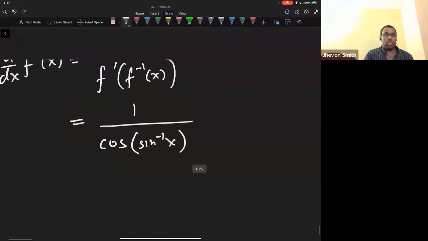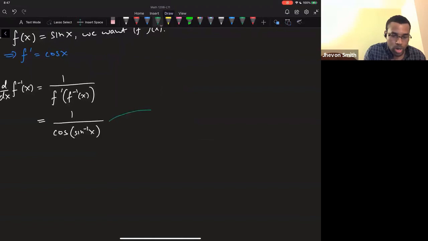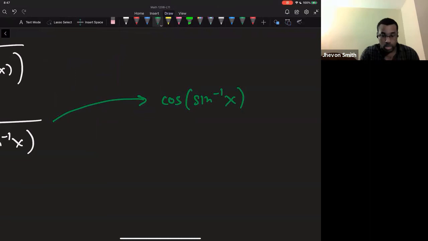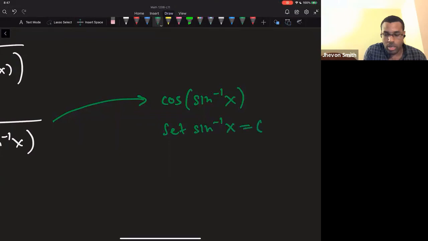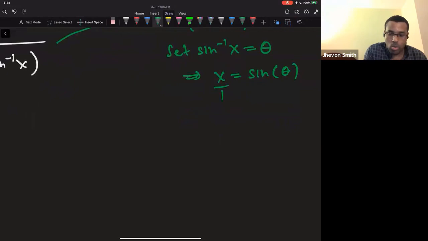That might at first be a little bit tricky to do, but something like this you would have done in pre-calculus, I would think. So we can go way, way back to pre-calculus. Let's say I wanted to compute cosine of sine inverse of x. One way we can do this is to set sine inverse of x equal to some angle theta. By the property above, sine of theta must be x, which is the same as x over one.